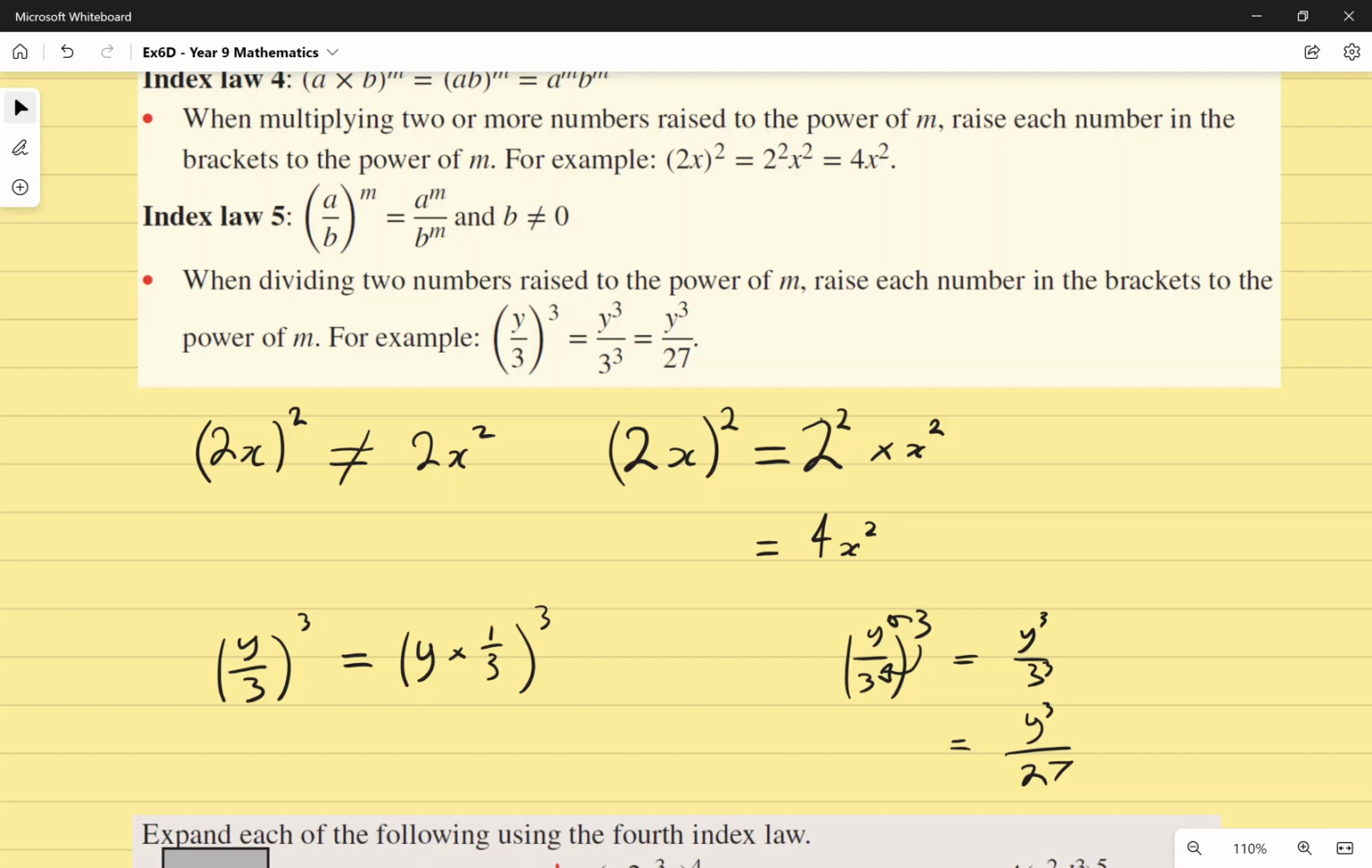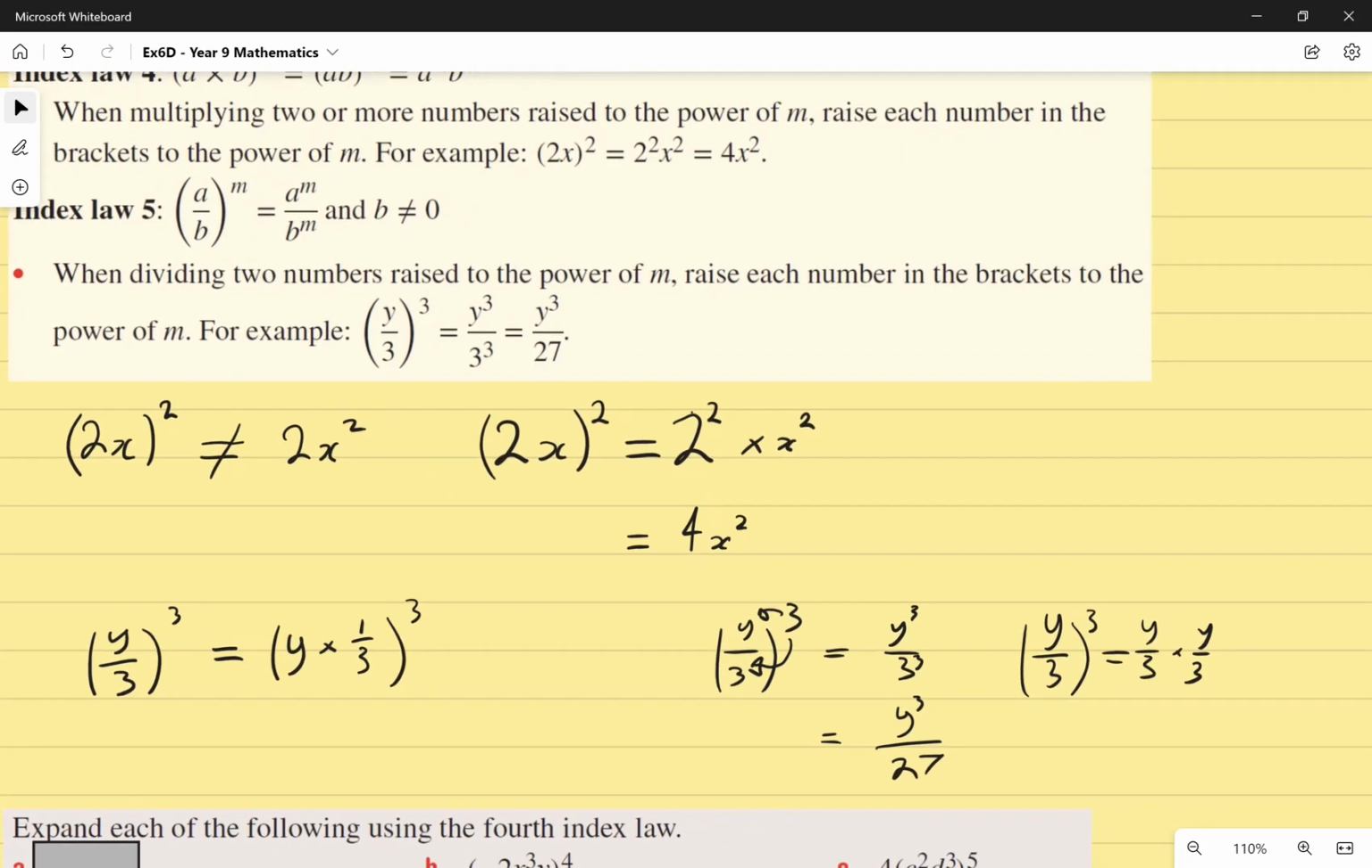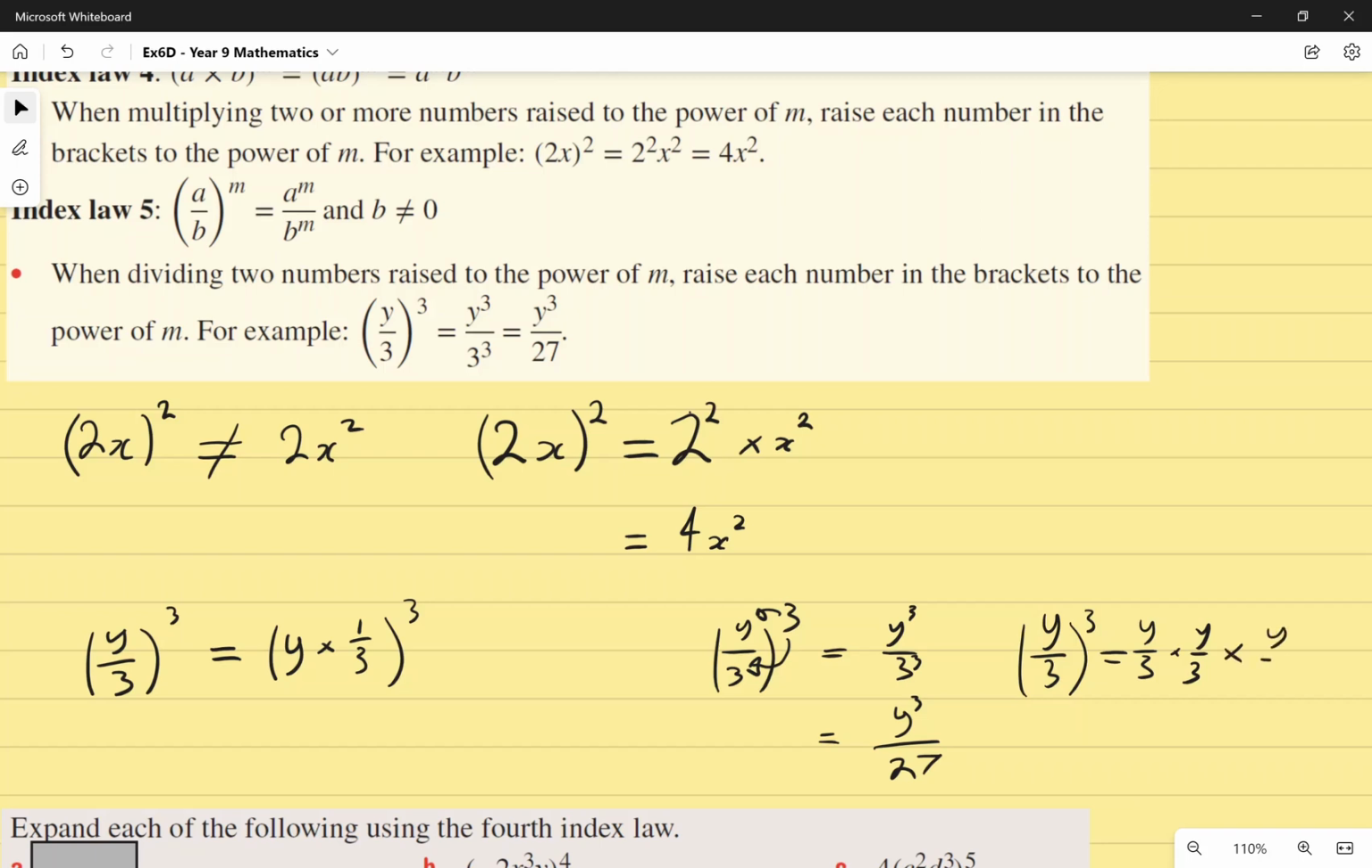Okay, and the reason we do it like this is because y on 3 cubed is the same as writing y on 3 times y on 3 times y on 3. If we look at this, we're going to have y times y times y, which is y cubed on the numerator, and 3 times 3 times 3, which is 3 cubed on the denominator. So that's the logic behind this process: we are multiplying it.